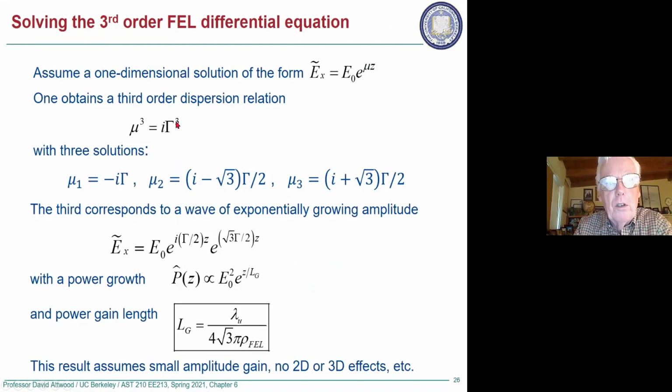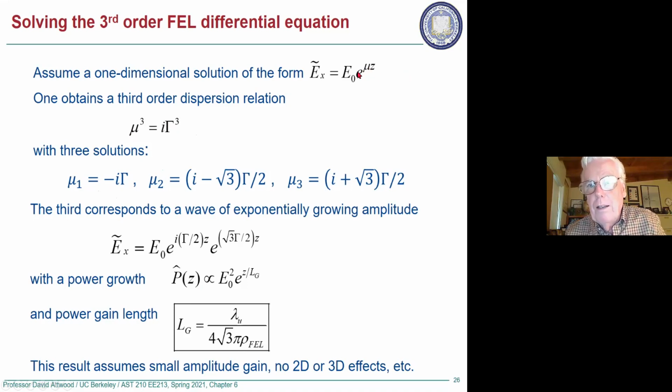And if you take the cube root, you'll find it's a cubic equation. You're looking for three solutions. You take the cube root, and these are the three solutions, mu1, mu2, and mu3. This one is just an oscillation. It says mu is minus i gamma. So if you put that here, this is just an oscillating wave.